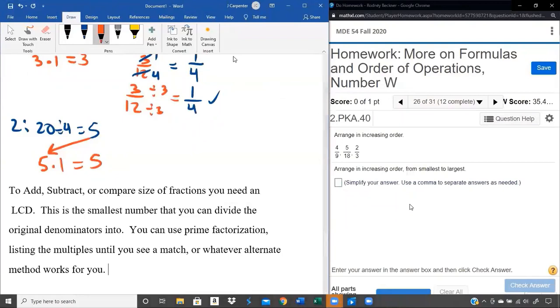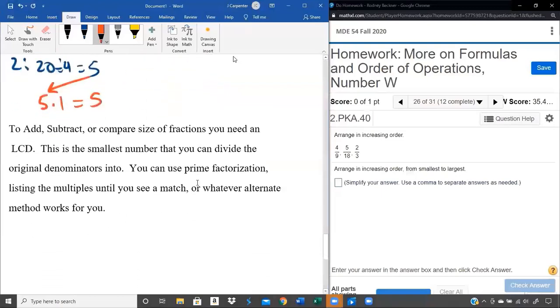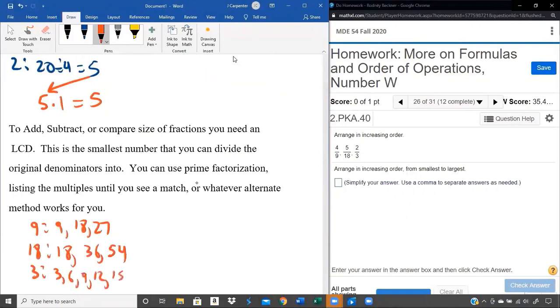Listing the multiples means with the 9, you go 9, 18, 27, 36. With the 18, you go 18, 36, 54. For the 3, you go 3, 6, 9, 12, 15, 18, 21, 24, etc. Until you see a match with all of those, which would have been 18. So for the 9, you go 9, 18, 27, etc. For the 18, you go 18, 36, 54, etc. For the 3, 3, 6, 9, 12, 15, 18. First match out of all of them, so the LCD is 18.